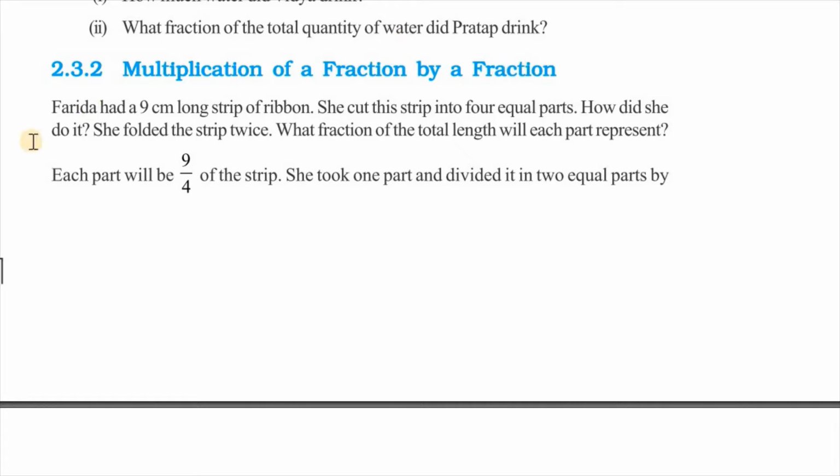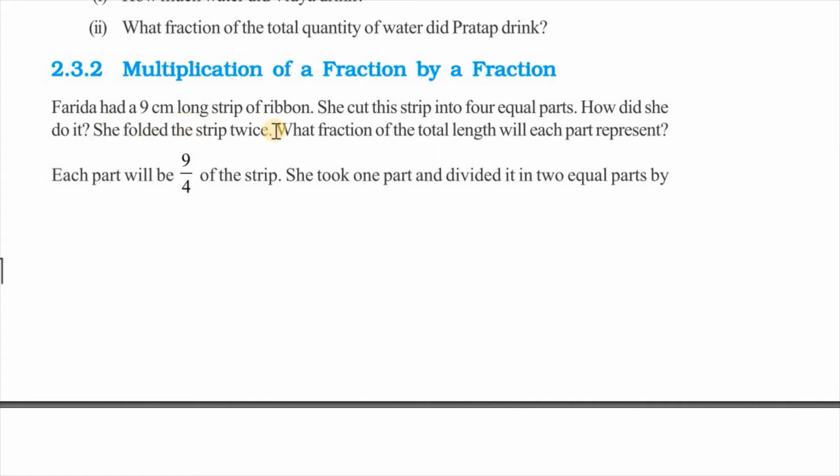To understand this, we have an example here. Farida had a 9 centimeter long strip of ribbon. She cut the strip into 4 equal parts. How did she do it? Whenever you have a long strip of something and you want to divide it into equal parts, one easy way is to fold it and then tear it.